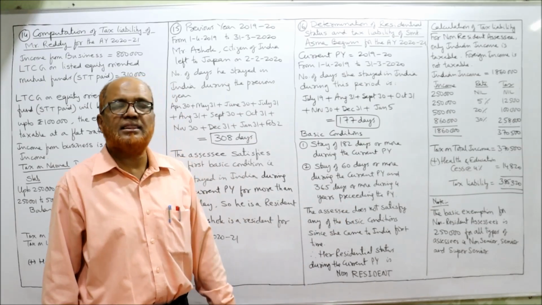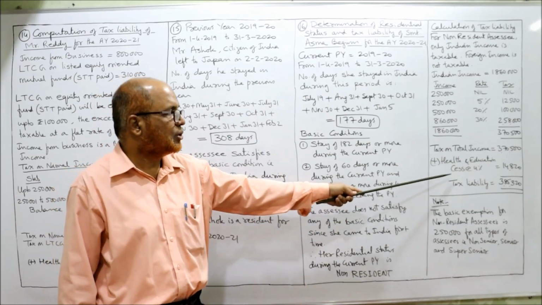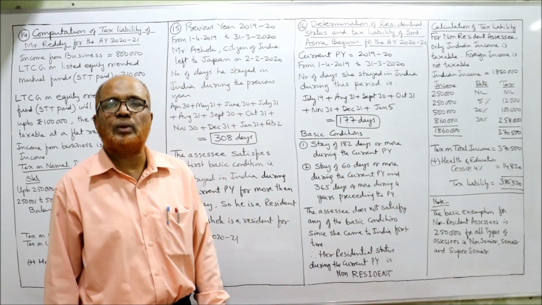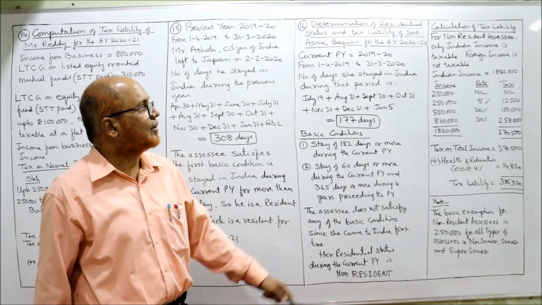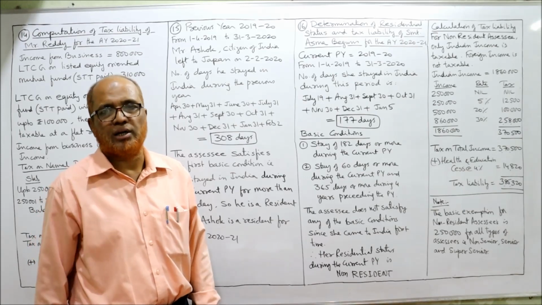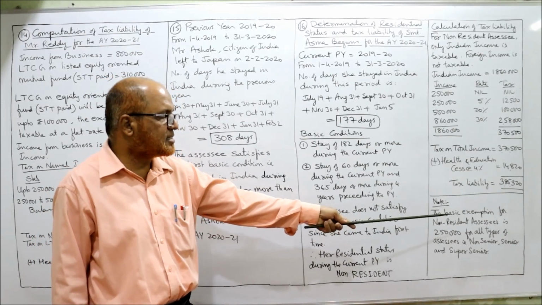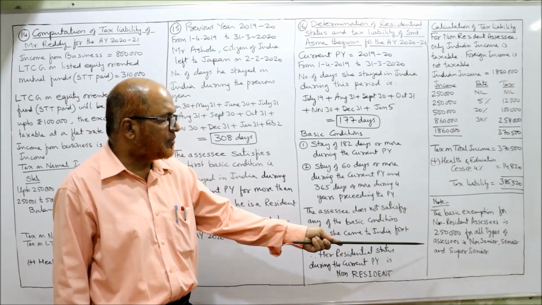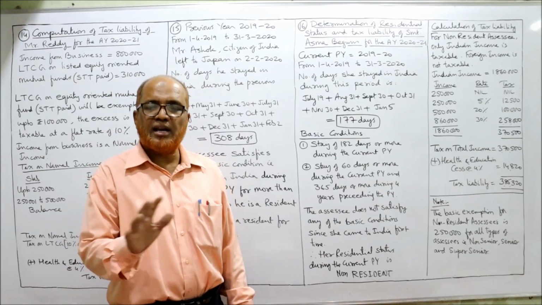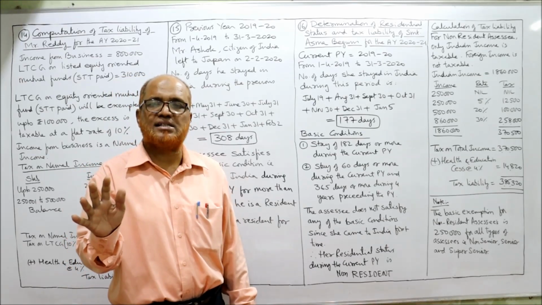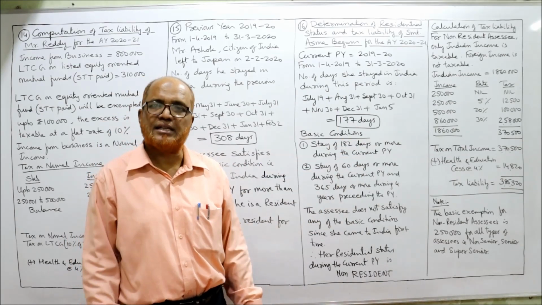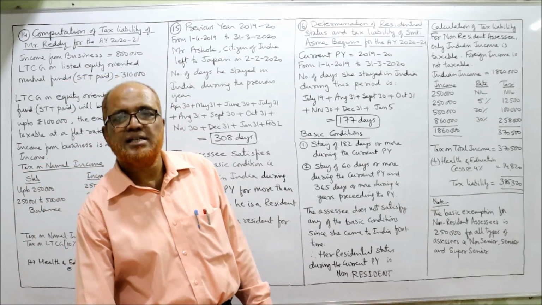To this we add health and education cess at 4%, which is 14,820. Total tax liability is 3,85,320. This is the tax liability of Srimati Asma Begum for Indian income because she is a non-resident. The basic exemption for a non-resident is 2,50,000 for all types, whether non-senior, senior or super senior. That's why I have given 2,50,000. That's it. This is the end of problem number 16.